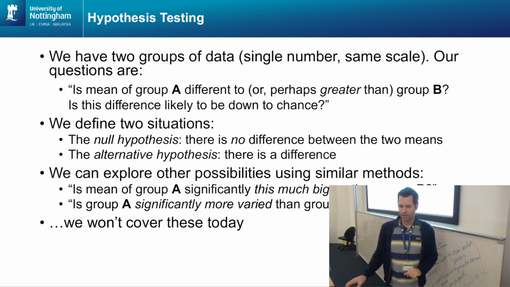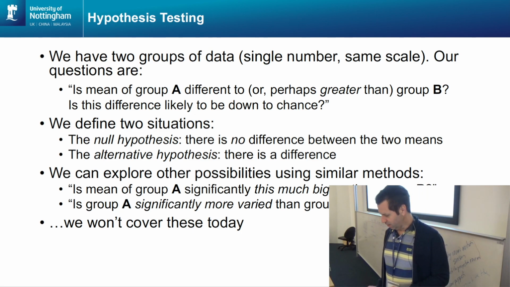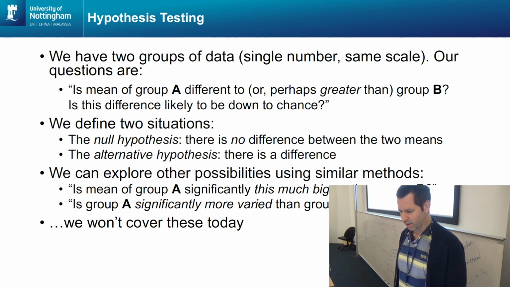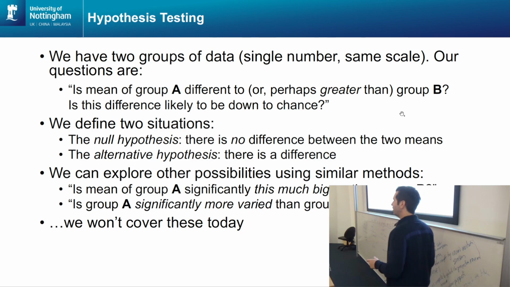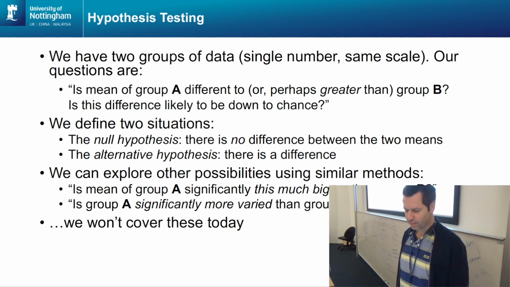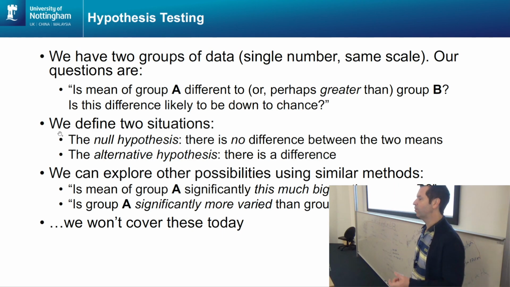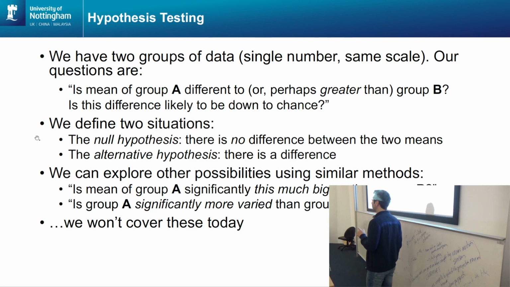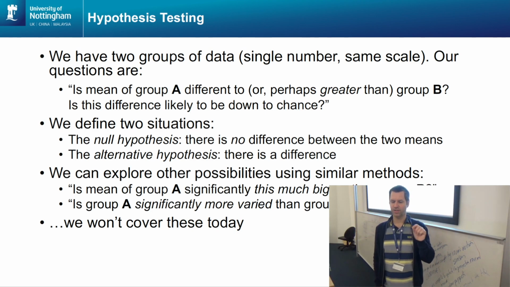So in this scenario, we have two groups of data, right? And we have some questions. Is the mean of group A different to, or perhaps greater than, group B? And is this likely to be a coincidence, or is it something that we can be confident is true? We can define two situations. You'll hear this phrase being used very often. We start out with the default null hypothesis. You'll hear this phrase a lot in statistics.